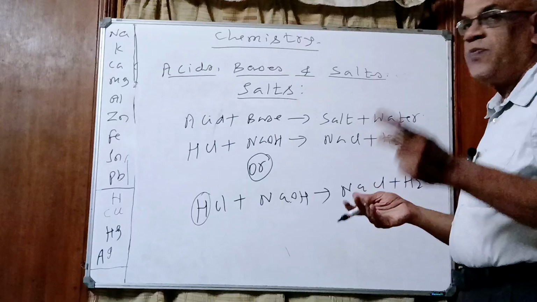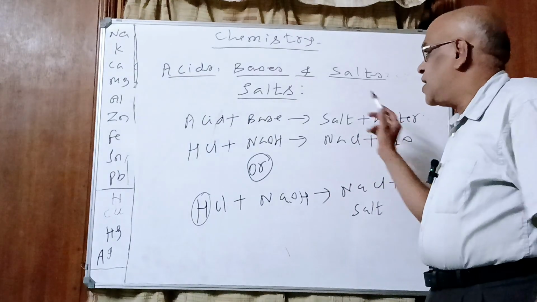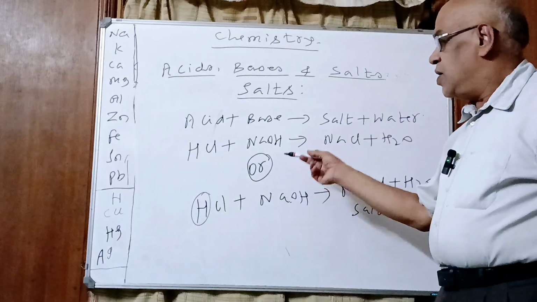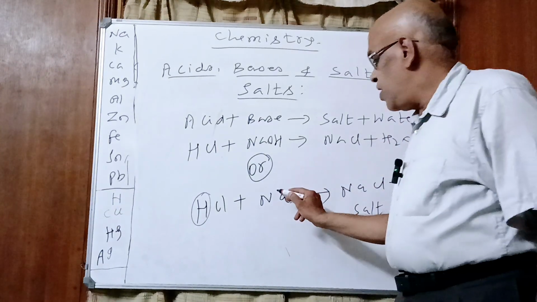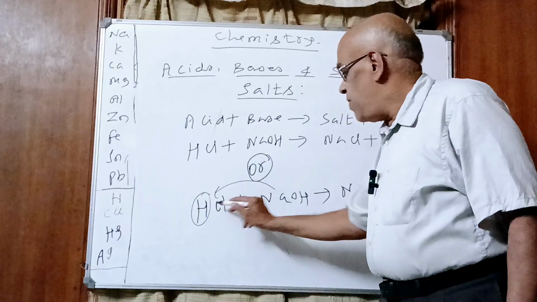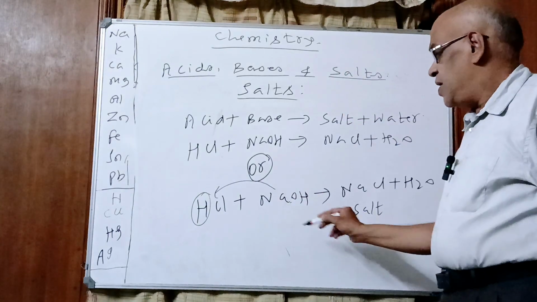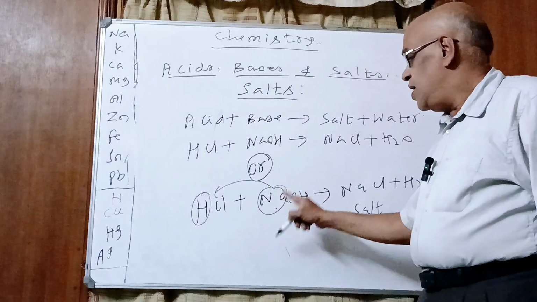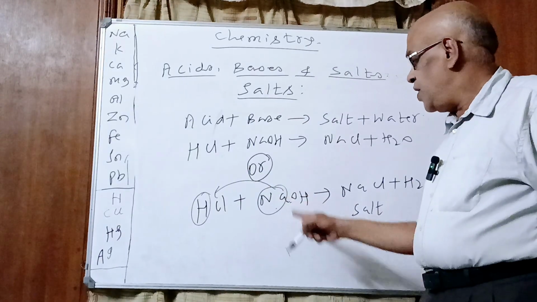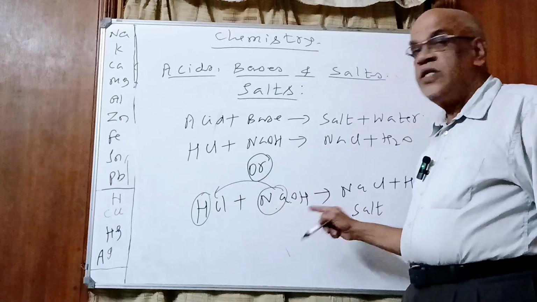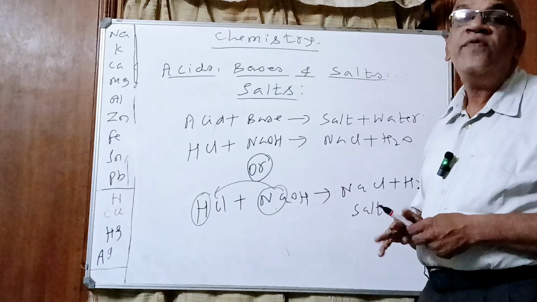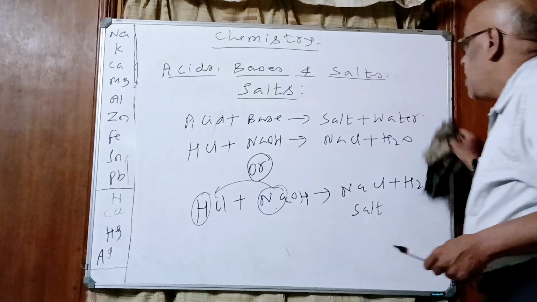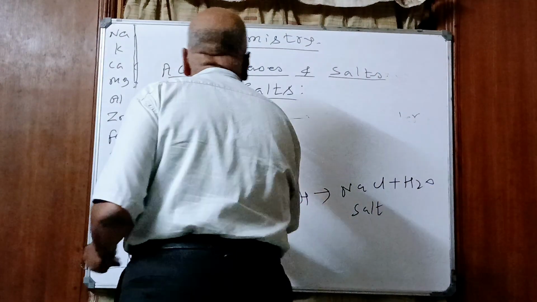Same definition expressed in a different way. What is a salt? Salt is a compound formed whenever an acid reacts with a base, or salt is a compound formed when the hydrogen of an acid is replaced by the metal atom of the base. This is the base. The sodium replaces hydrogen from the acid. What is formed? NaCl plus water. This is the definition of what, children? Salts. Understood? Yeah. Then come to the properties of salts.